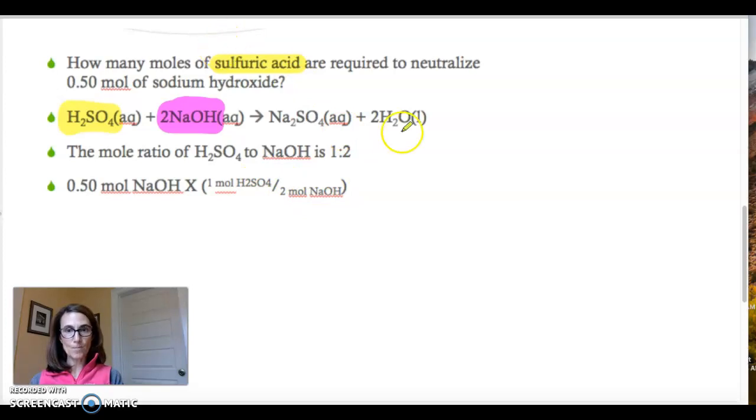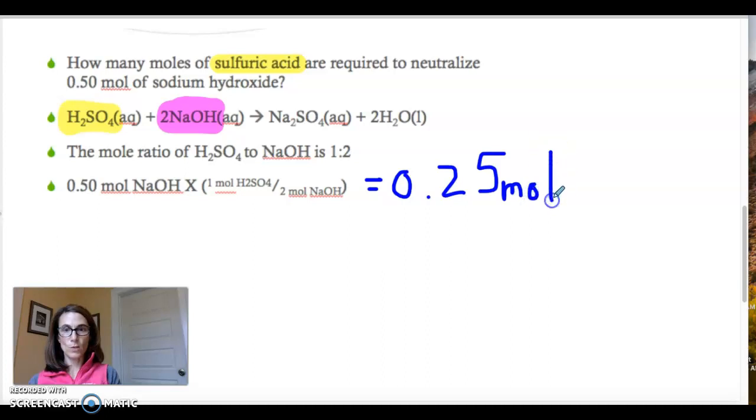If we take our 0.50 and divide by 2, what we get is 0.25. I really apologize for my handwriting here. 0.25 moles of H2SO4, that's an S. That's how many moles of H2SO4 would be required to neutralize that given moles of NaOH.